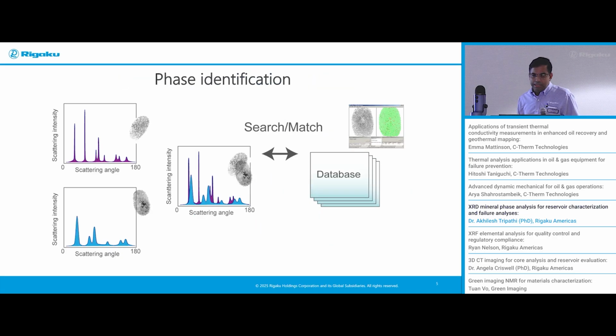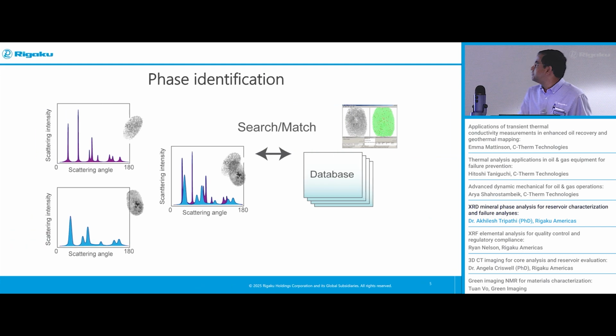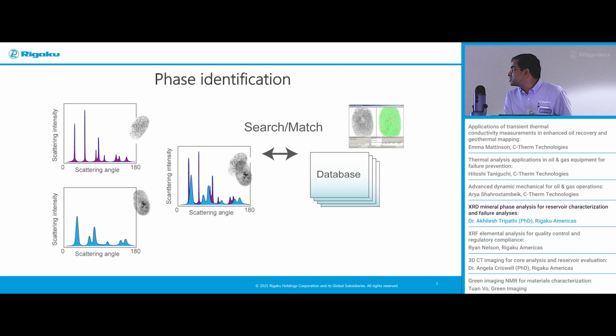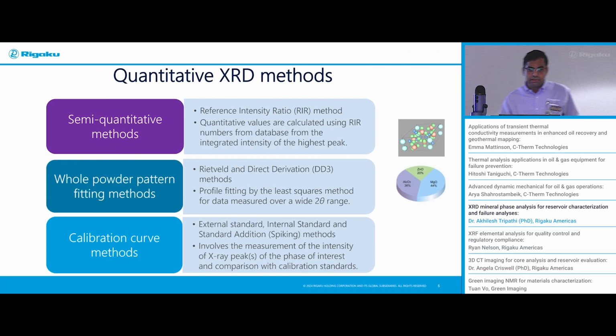Next, let's talk about what you do when you get the data. It's almost like fingerprinting. So phase identification is almost like fingerprinting. You have two different types of samples, and you can have a mixture of them, but using a database and a search-match technique, you can identify these materials.